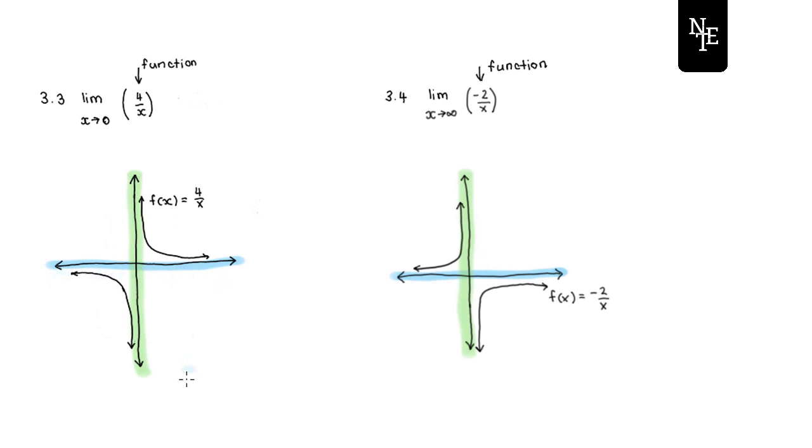Let's start with the first one. What they're asking you is to find the limit as x approaches 0 of 4 over x. In plain English, what is this function approaching? What function value, f of x, is this function approaching as x approaches 0? And this is actually in two parts.